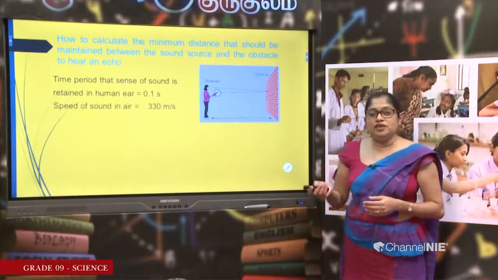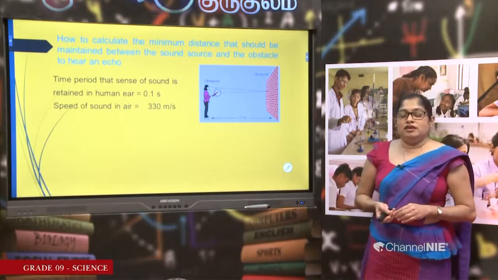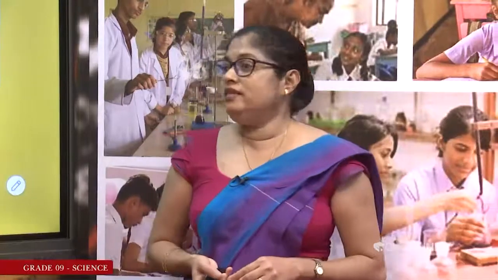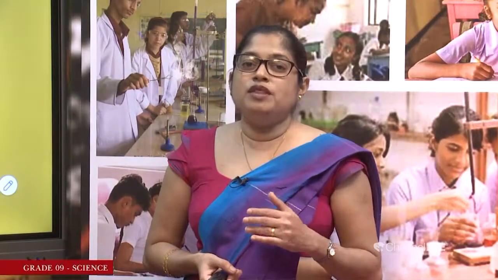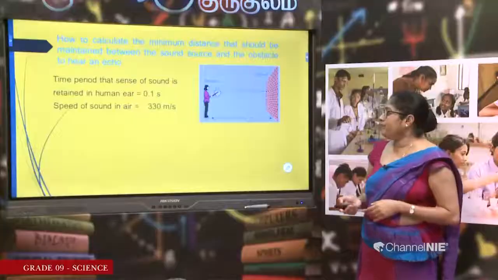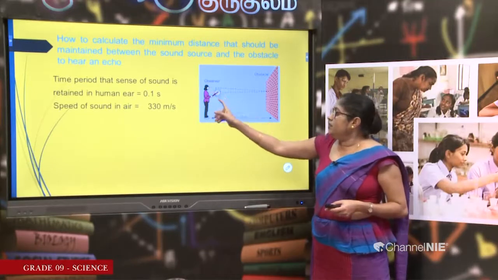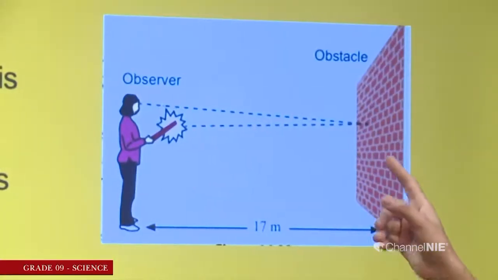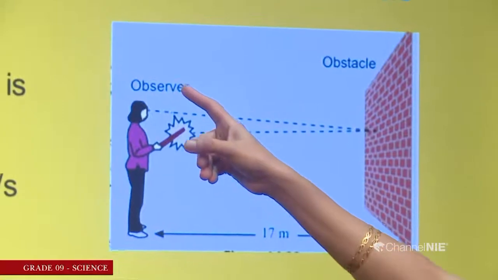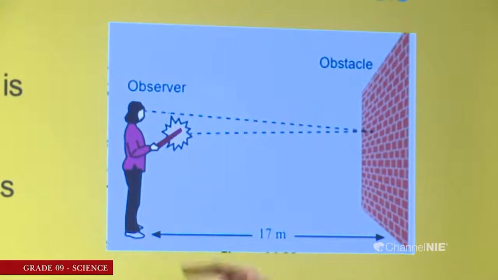And for this calculation, you also need the speed of sound in air. The speed of sound in air is 330 meters per second. The speed of sound varies with the medium. In water it gets another value. This diagram shows the observer, the sound source and the obstacle. Here we use the word observer or sound source because both are in the same place.